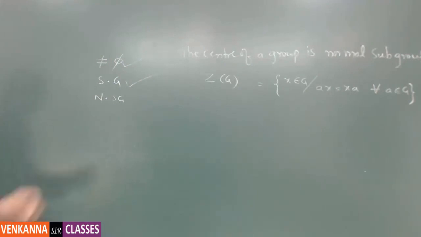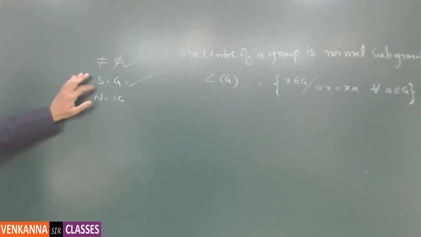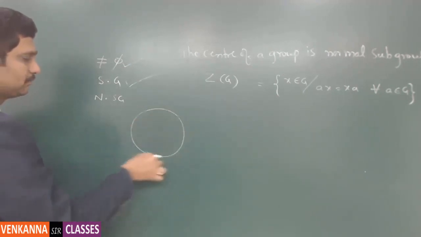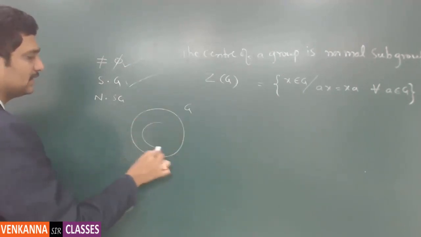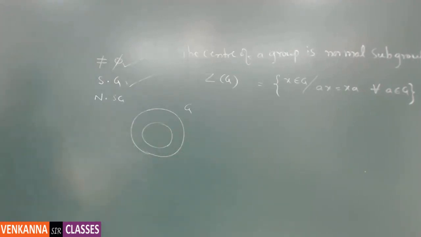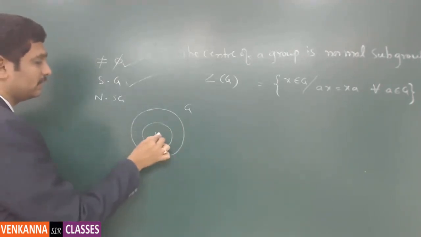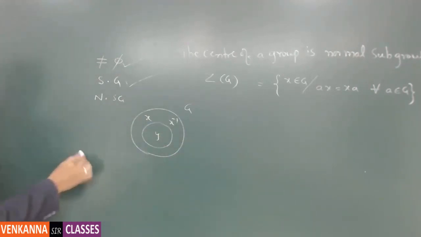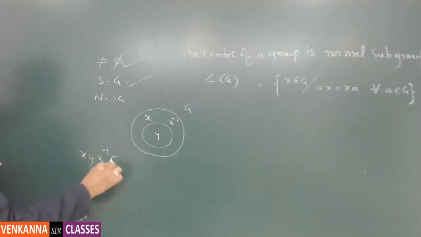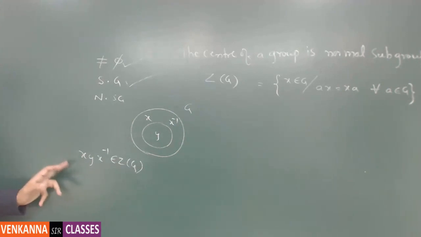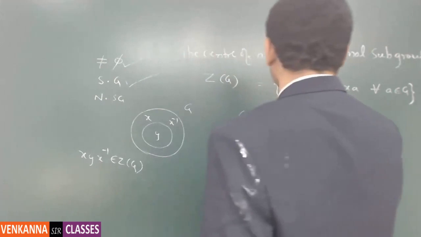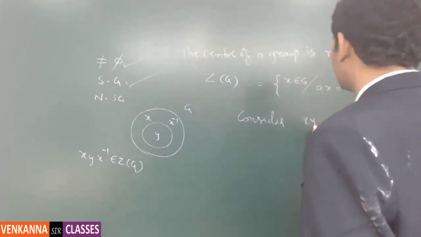Now let us prove the last property. It is a normal subgroup. As per the definition considered, this is G, this is the center. You have to show that if you take any element here and the elements here, X Y X inverse belongs to the center. This is actually what we need to show. So consider X Y X inverse.